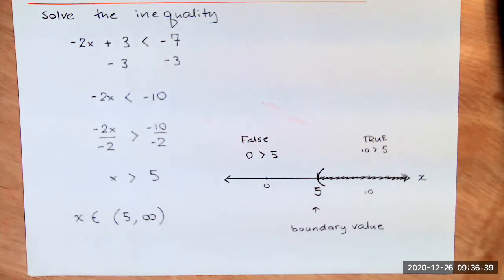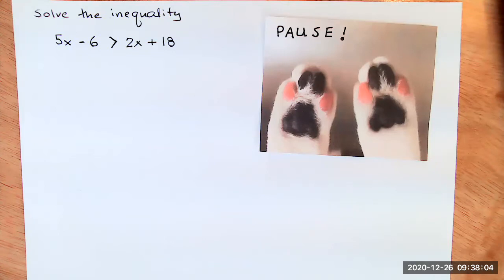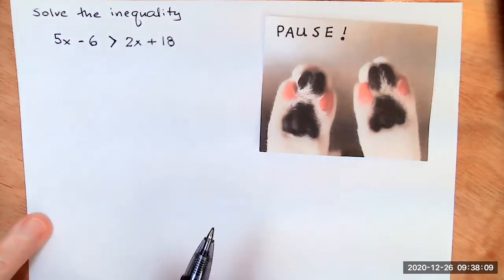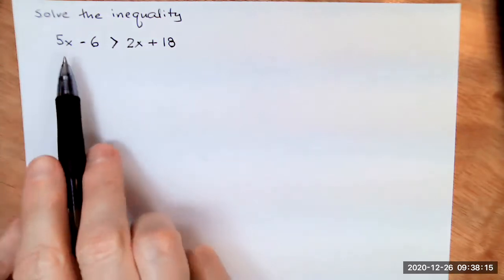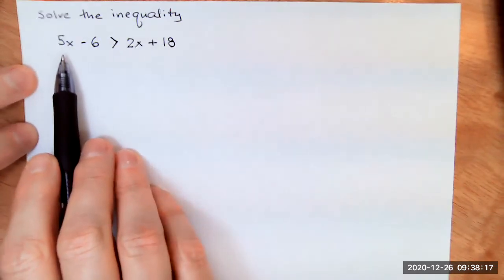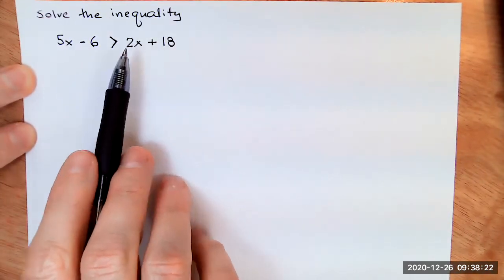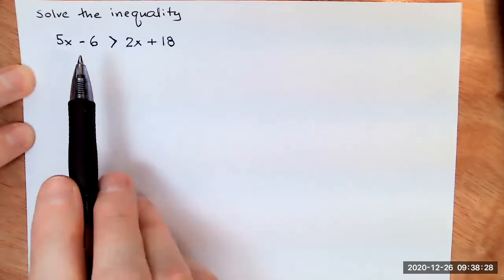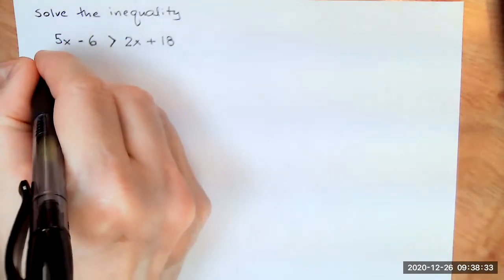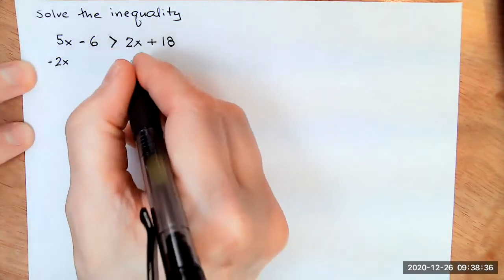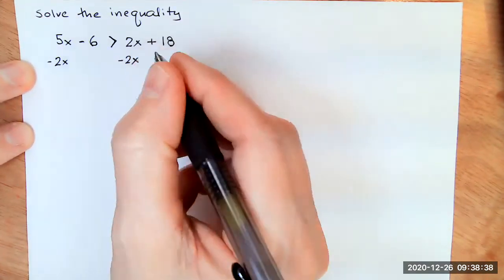All right, let's try another one. All right, and if you're feeling ready, you can hit the pause button and do this one on your own. All right, so just like solving an equation, we want to isolate x on one side of the inequality and everything else on the other. I like to start with the x's. So we have x on both sides, so I can subtract 2x from both sides. And because I'm adding and subtracting, that does not change the sign of the inequality.